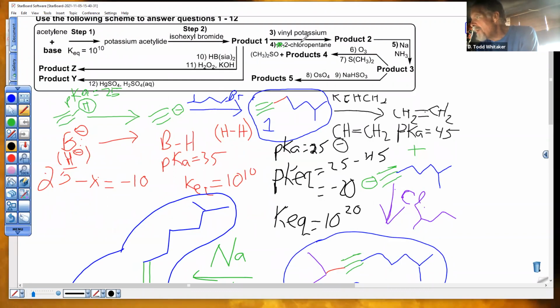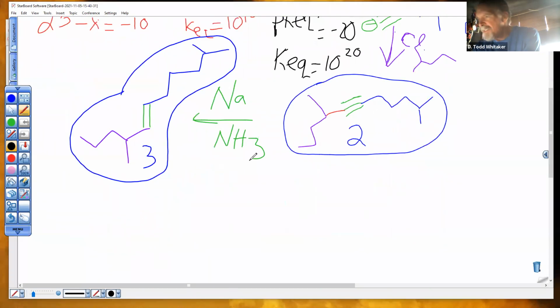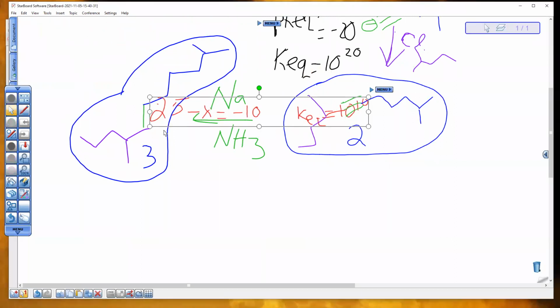Okay. Product 2 became product 3. Let's carry on with product 3 becoming product 4. That's ozone followed by the dimethyl sulfide. The cutting of the alkene is what happens to product 3. So predicting ozonolysis products is pretty straightforward. Just split it in the middle.